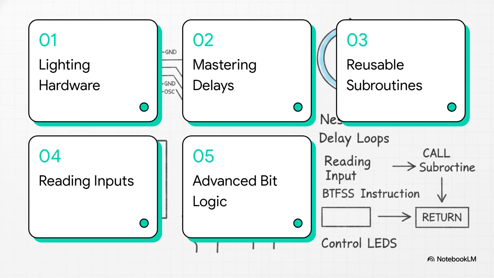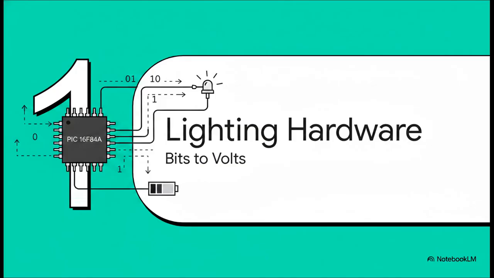Here's our roadmap for today's explainer. 1. Lighting up the hardware. 2. Mastering time with delays. 3. Building reusable subroutines. 4. Reading physical inputs. And 5. Advanced bit manipulation logic. Kicking things off with Section 1, lighting up the hardware.